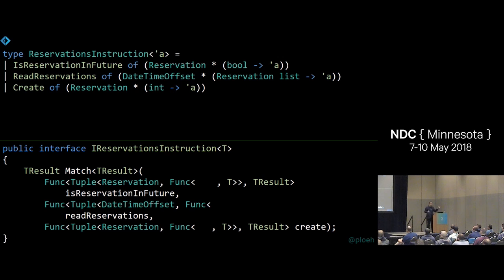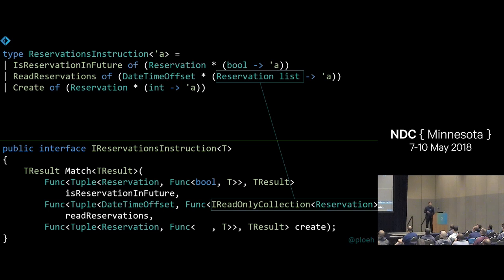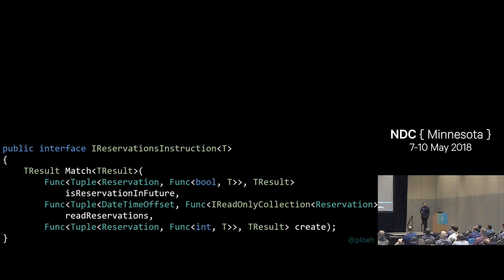And again, you can't see the middle T because it's sitting out here towards the right. But it's not really that important. So now we just need to figure out what's got to be the input to those continuation functions. Well, in the first case, it's a bool. In the second, it's an IReadOnlyCollection of Reservation. And then in the third case, it's an int. So that's the first step of doing Church encoding.